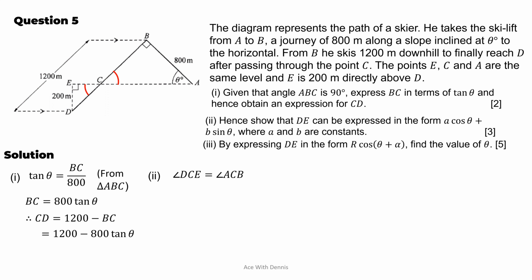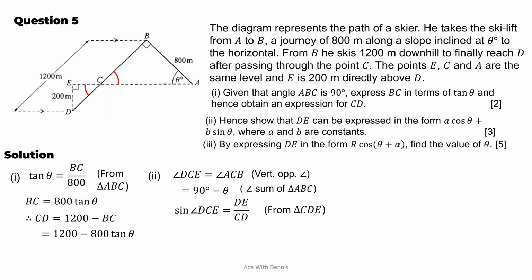2. Angle DCE equals angle ACB because they are vertically opposite angles, which equals 90 degrees minus theta based on the angle sum of triangle ABC. Sine of angle DCE equals DE over CE. So this one is based on triangle CDE. Then from here, DE equals CD sine angle DCE.